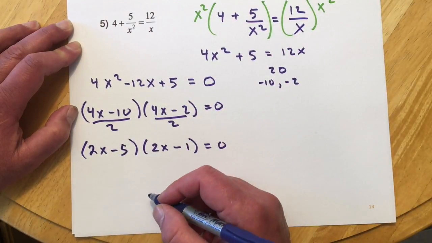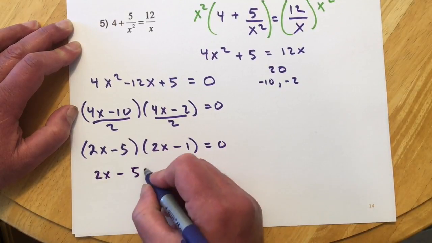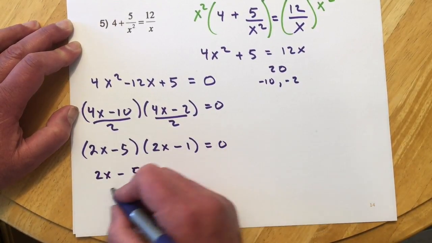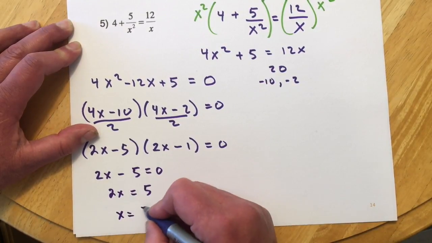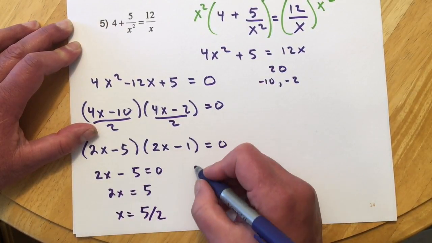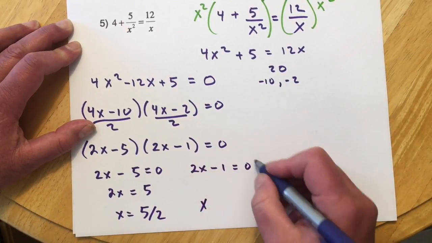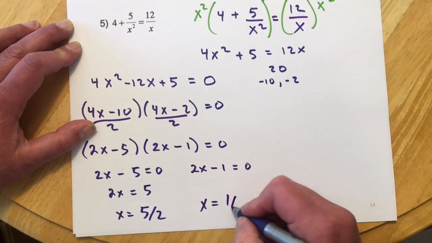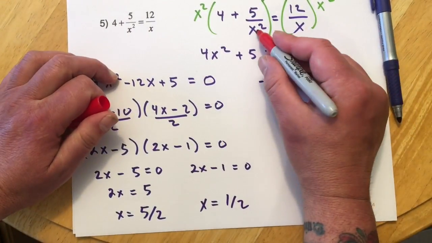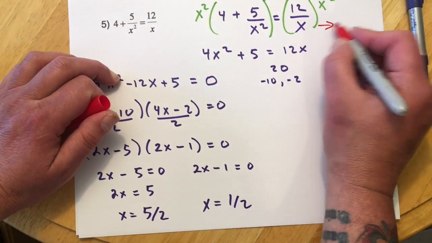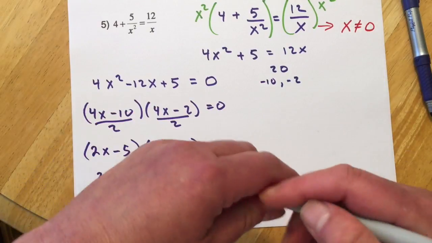That's just my version. I get these 2 factors, so I'm going to set them to 0. And so I bring my 5 over. And on this side I get x equals 5 halves. Same thing on this side. And I'll just jump down, plus 1 divided by 2, so x equals 1 half. The bad number in this case would have been, I just had plain x's downstairs, so x could not have been 0. And I did not get that, so all is well.